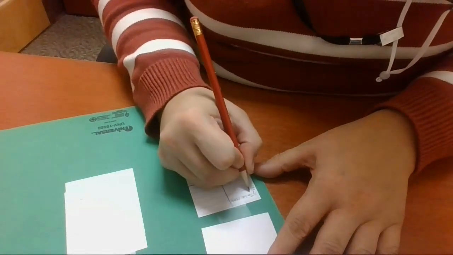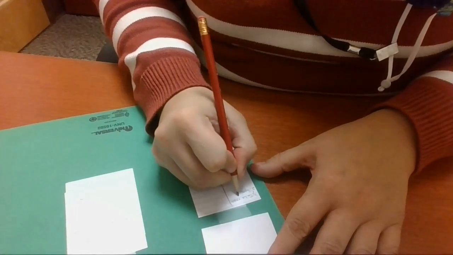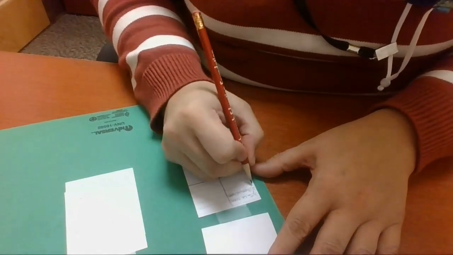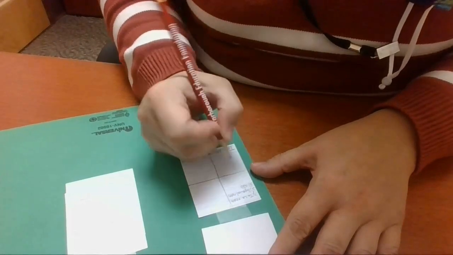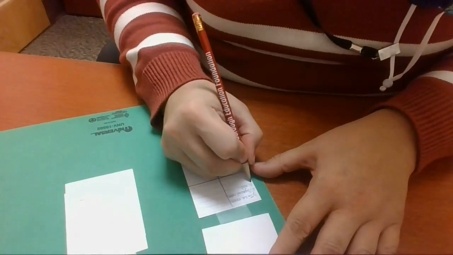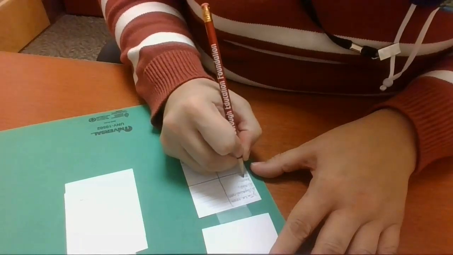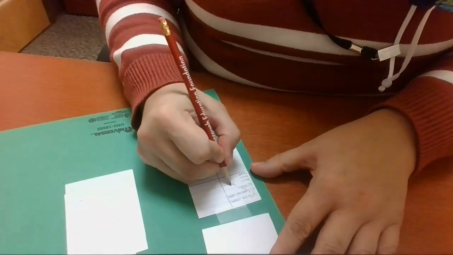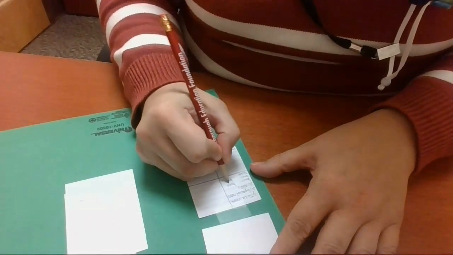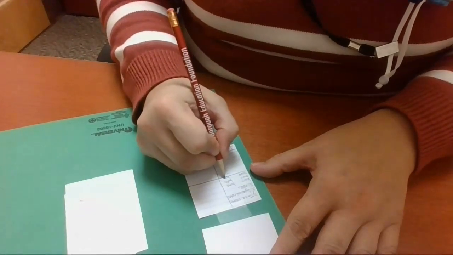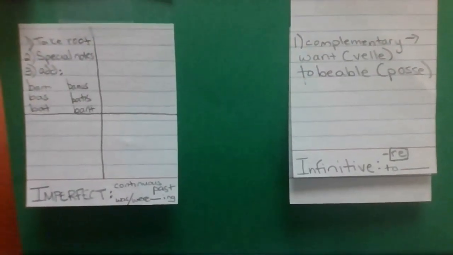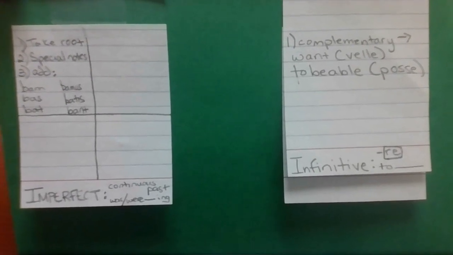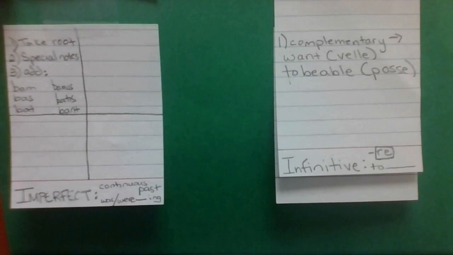Step two, special notes. Step three, add: bomb, boss, bot, vamos, batis, bont. So this is what you're going to add on the imperfect tense note card. Go ahead and pause, fill that quadrant in, and then unpause and come back.